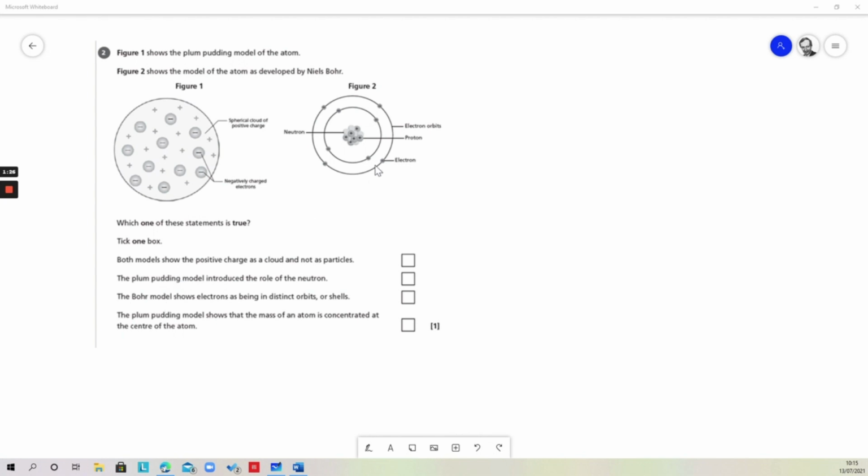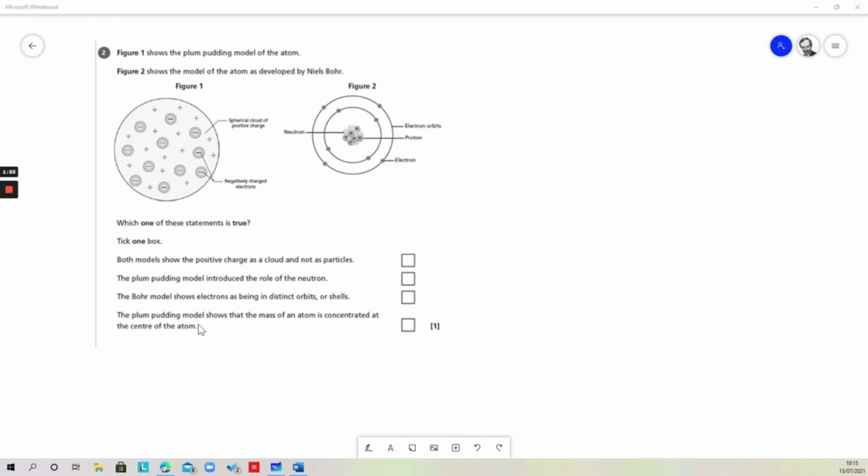The Bohr model, which is the one on the right here, shows electrons as being in distinct orbits or shells. Now this looks more likely because there we've got the electrons there, and those are in orbits or shells which are around the central part of that. So it looks as if the third one might be the correct answer, but let's just have a look at the fourth statement here.